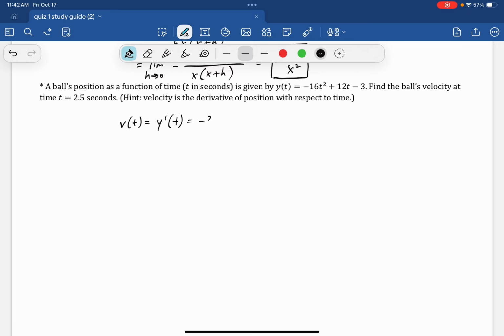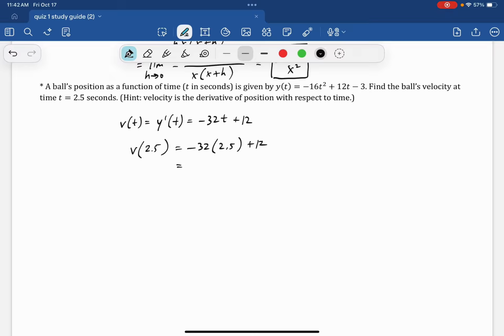That's just going to be negative 32t plus 12 using power rule, right? Because the derivative of t squared is 2t, and that times negative 16 is negative 32t, and the derivative of 12t is 12, and minus 3 is just a constant, so that's 0. And all you need to do now is plug in t equals 2.5 to find the velocity at time t equals 2.5 seconds. So that's v of 2.5 equals negative 32 times 2.5 plus 12.